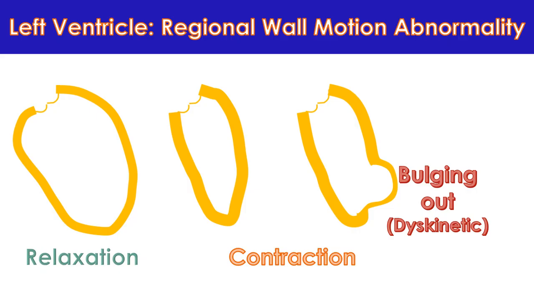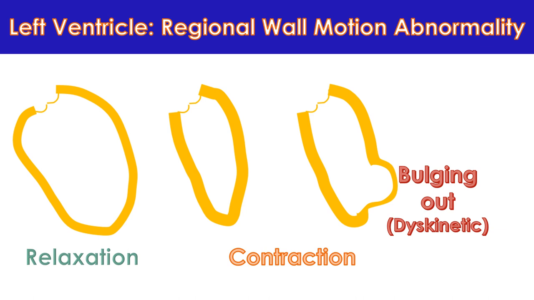Another important aspect is the contraction of each region of the left ventricle. If all regions of the left ventricle contract normally, it is reported as no regional wall motion abnormality. If a particular region contracts poorly, it is reported as hypokinetic. A region which is not contracting at all is reported as akinetic. Sometimes a region might bulge out when all other regions are contracting.